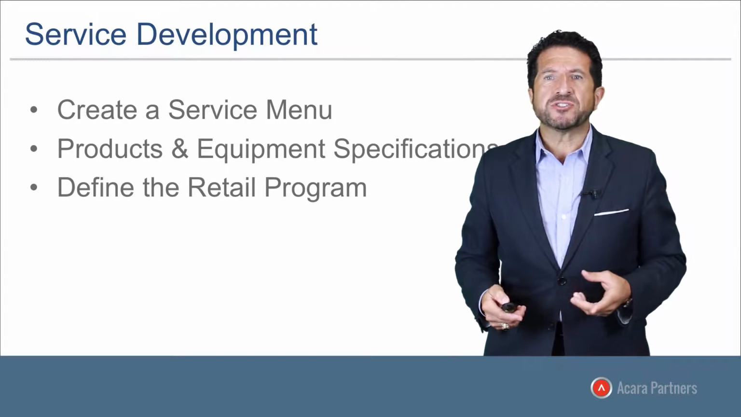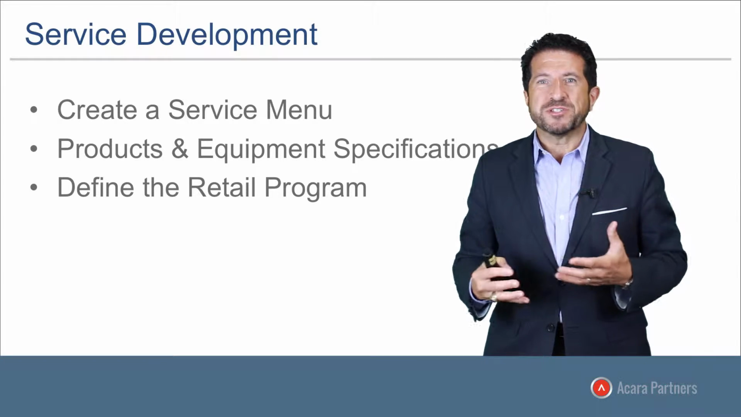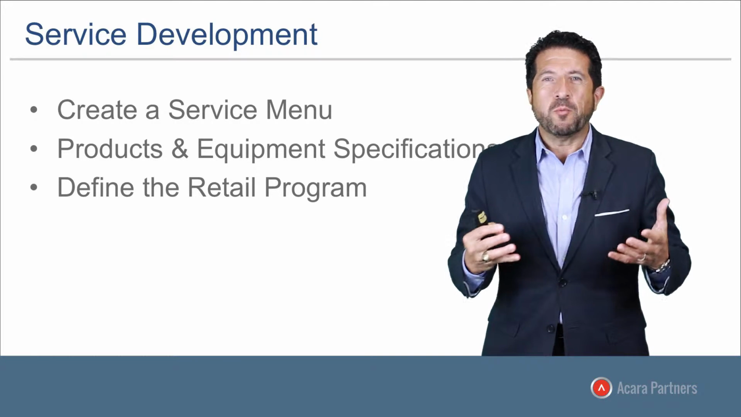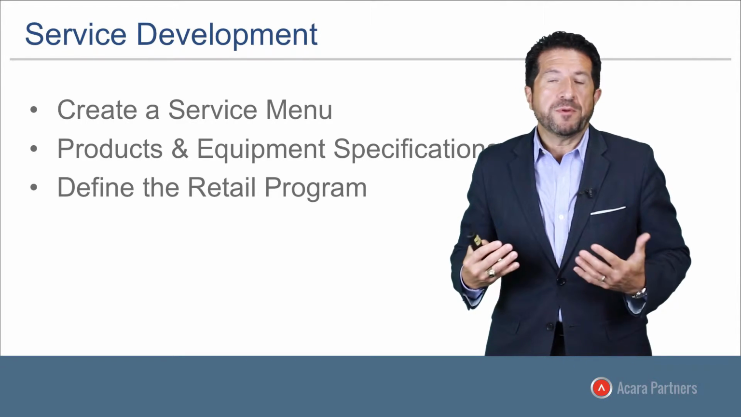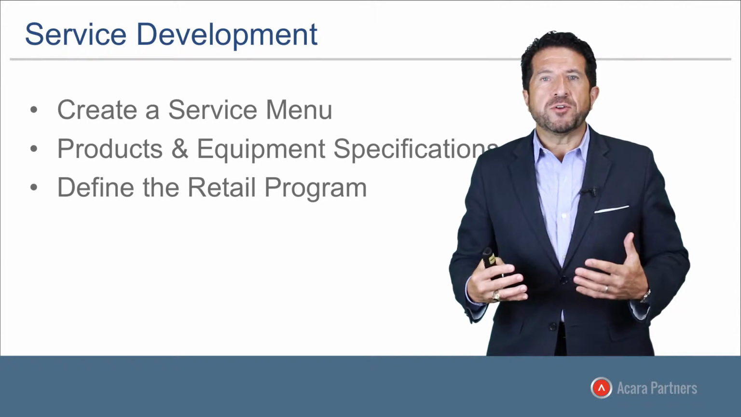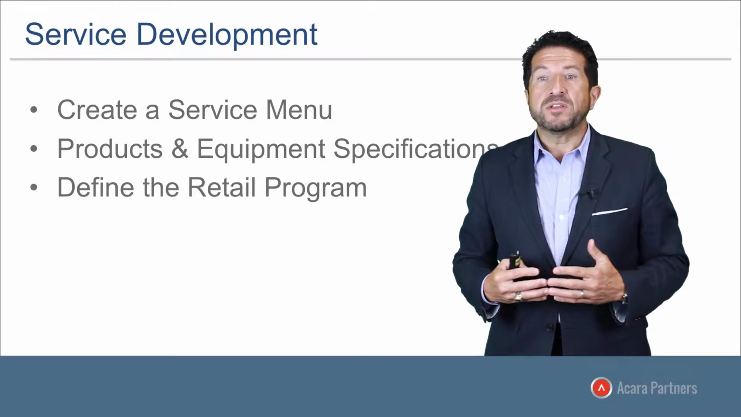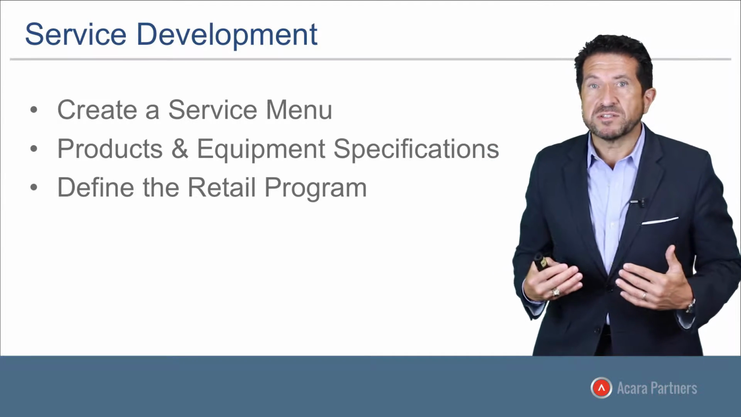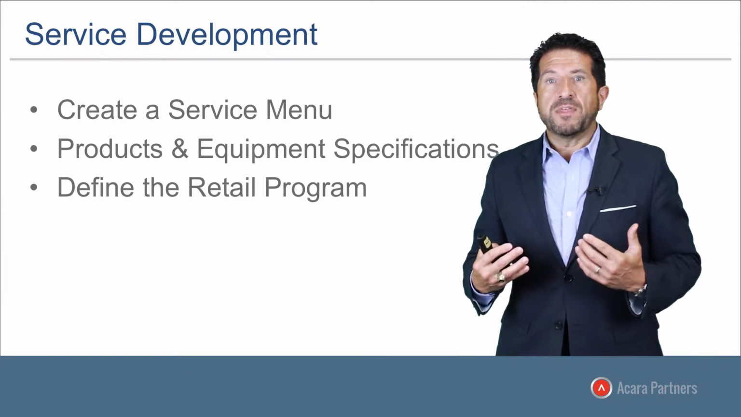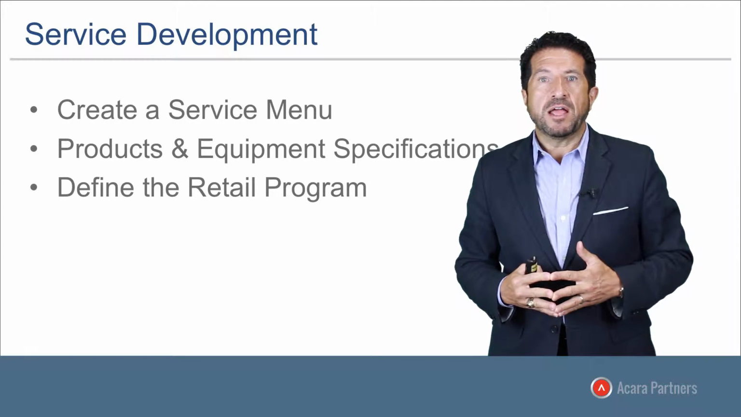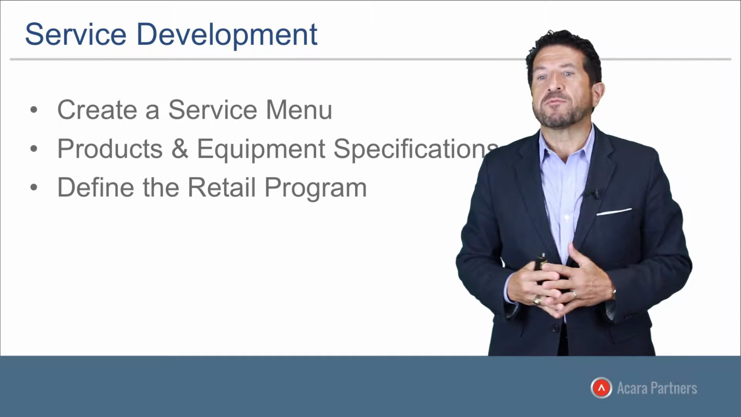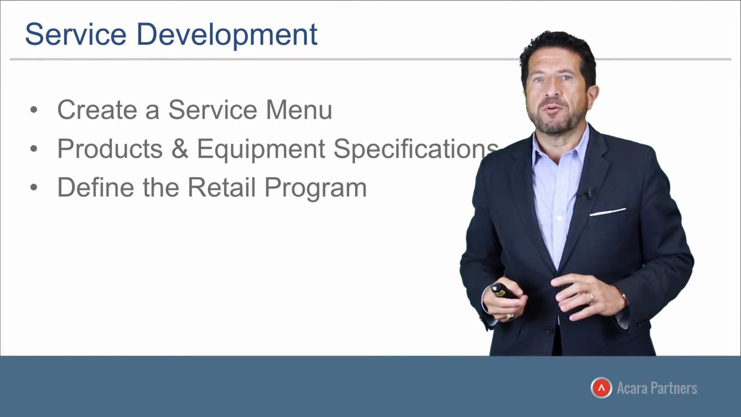Also, in the implementation, you need to flesh out your services and clearly define what that list of services is that you're going to implement or open with. Create a service menu with descriptions. You need to also identify the products and the equipment that you will need to implement these services and offerings and procedure offerings. And define the retail program.